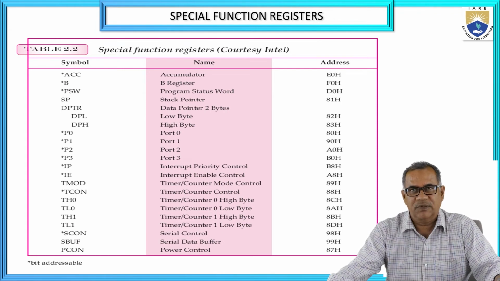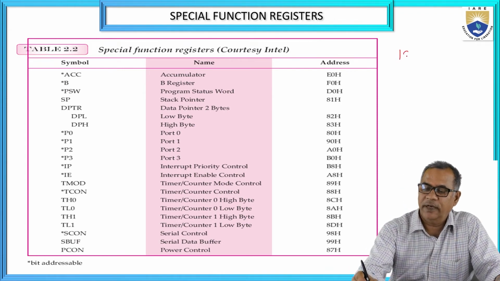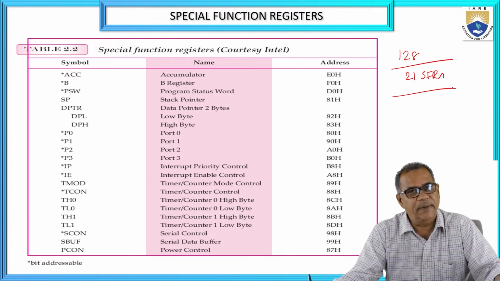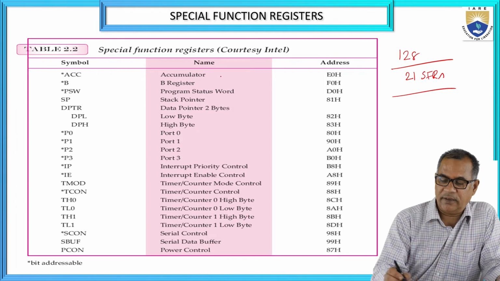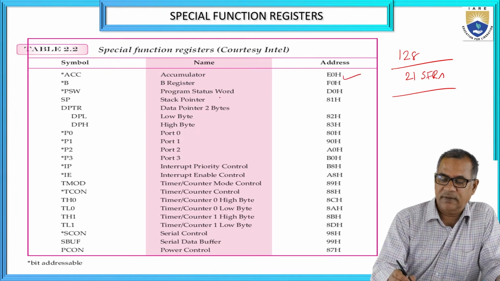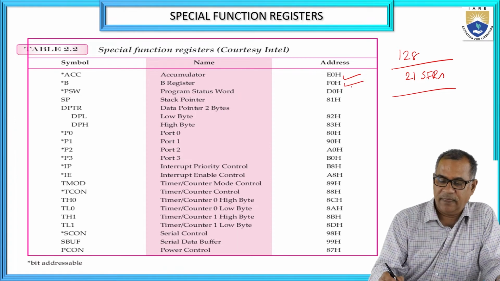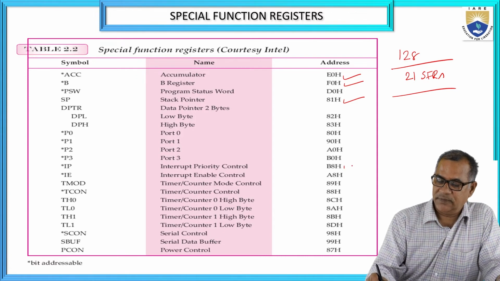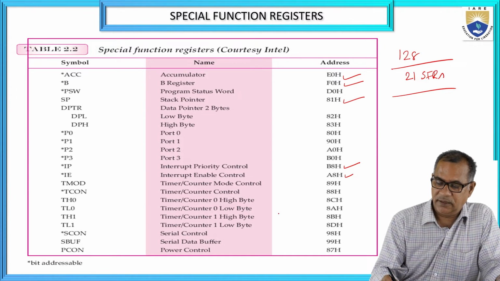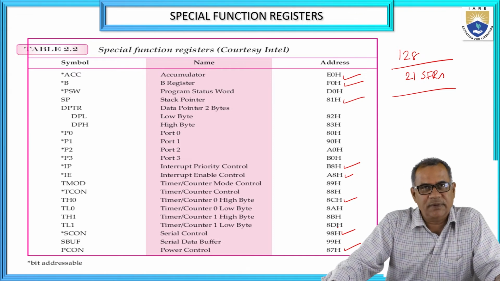And for special function registers, 128 bytes are allocated, but there are only 21 SFRs. The name itself indicates the purpose of SFRs. For example, the accumulator address is E0H, the B register address is F0H, and the stack pointer is 81H. Similarly, the interrupt priority control register is B8H, the interrupt enable controller is A8H, timer and counter higher byte is 8CH, power control is 87H, and serial control is 98H. Like that, the name indicates the purpose of the SFR.